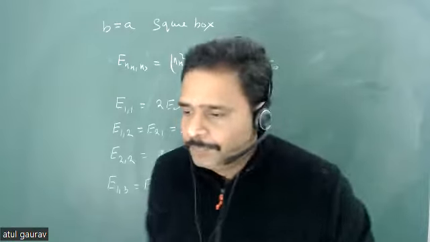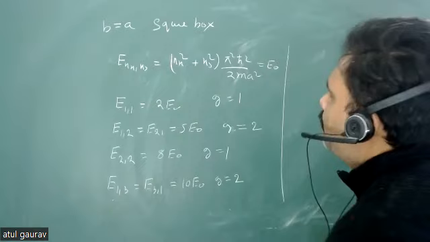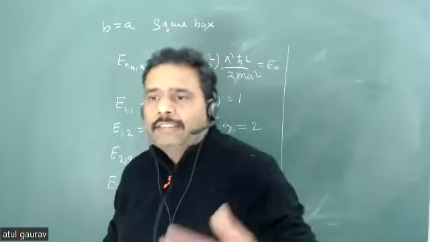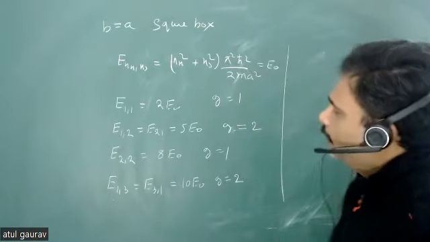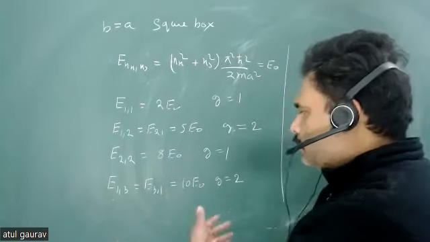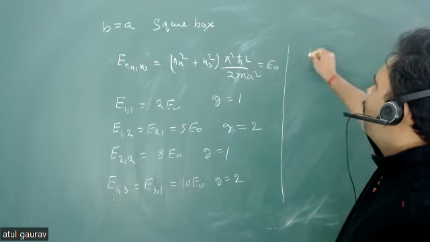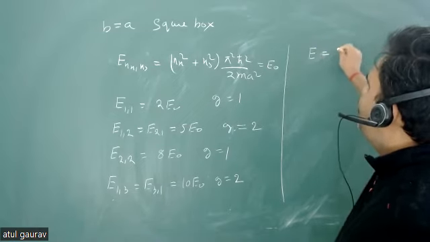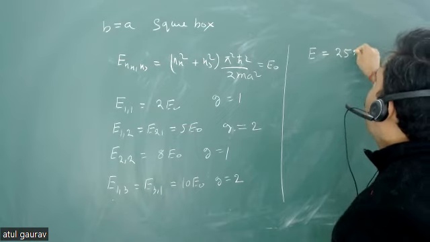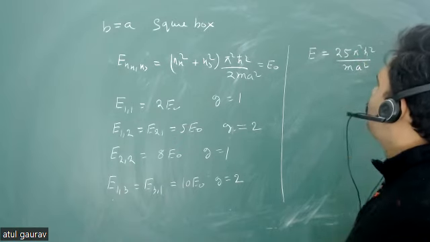Next problem. नेक्स्ट प्रॉब्लम में जब आप आ रहे हो तो इस तरह से आप कैलकुलेट कर सकते हो किसी भी लेवल का, and there is not any formula. You have to just check step by step. In some cases there are formulas, but in some cases you have to check. Now for the square box, what will be the energy given to you? क्या एनर्जी दिया हुआ है? 25 pi square h cut square upon m a square.